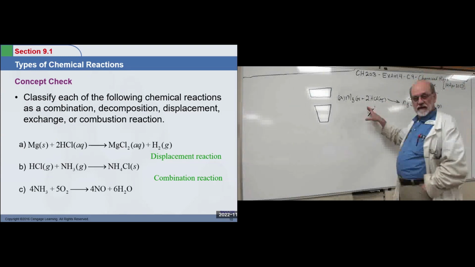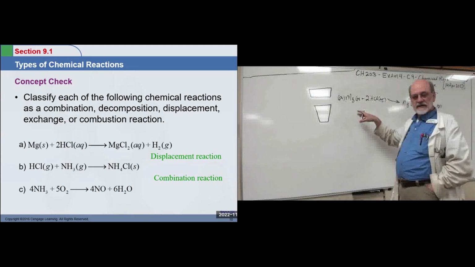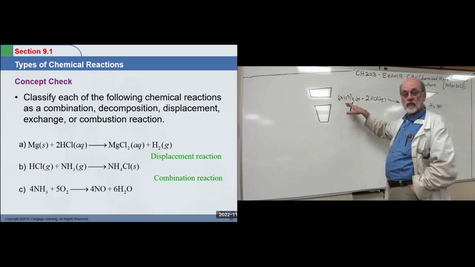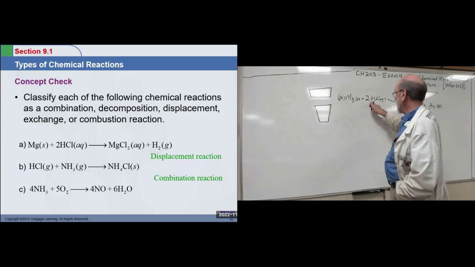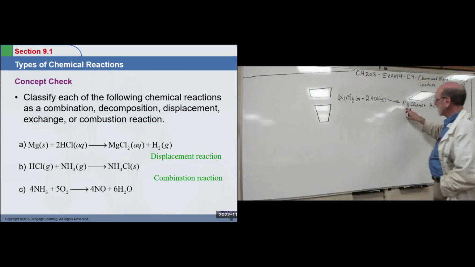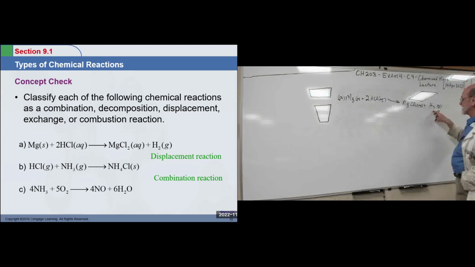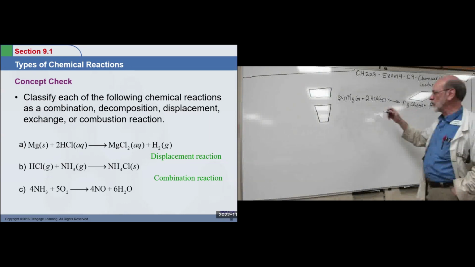So this is a displacement, or I like a single replacement reaction. This magnesium replaces that hydrogen. So we get magnesium and chlorine together in this compound, plus the hydrogen is released as gas. This is a single replacement.